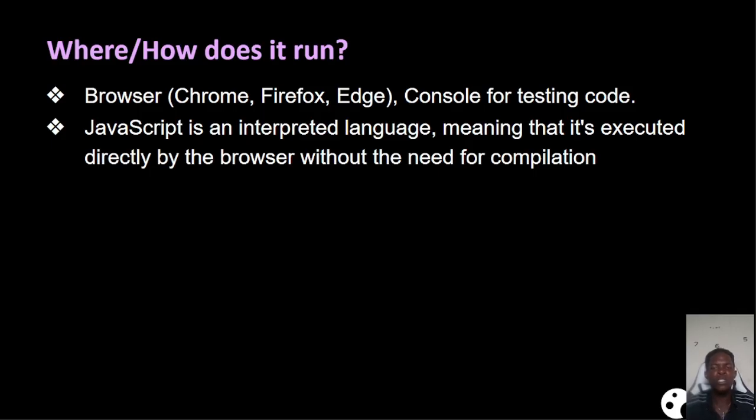interpreted language, meaning that it's executed directly by the browser without the need for compilation. This is one importance of JavaScript over other computer languages, and that's why you see that they use it very much in web development. Even at an advanced level, we'll talk about using PHP, Laravel. Those are tools called frameworks.